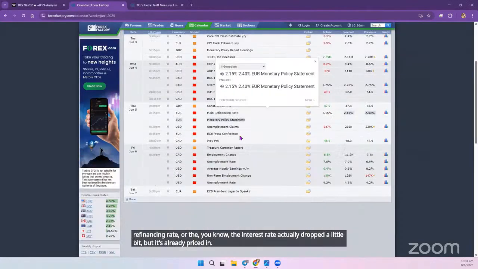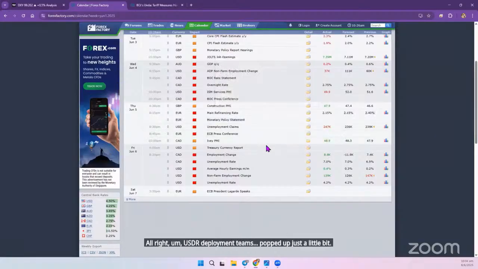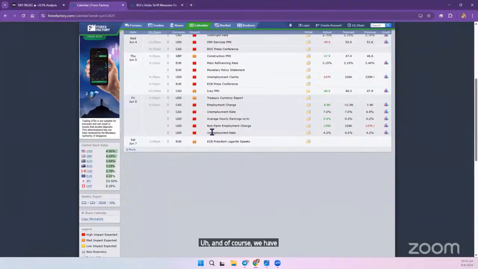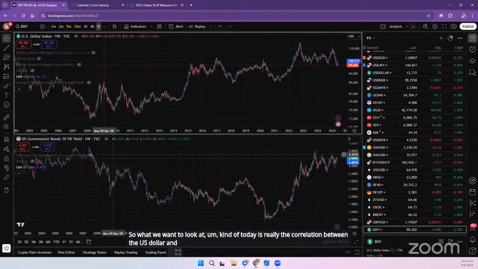All right, US unemployment claims popped up just a little bit, and of course the US unemployment rate remained flat. The Canadian unemployment rate also popped up a smidge. So what we want to look at today is really the correlation between the US dollar and the US government bond yields.